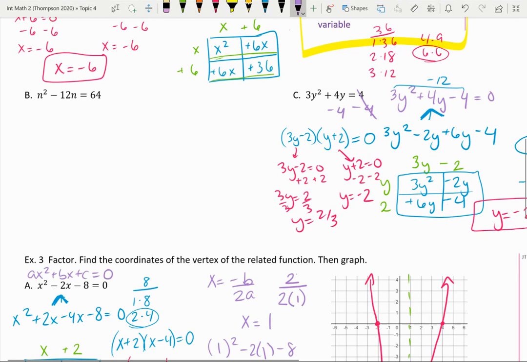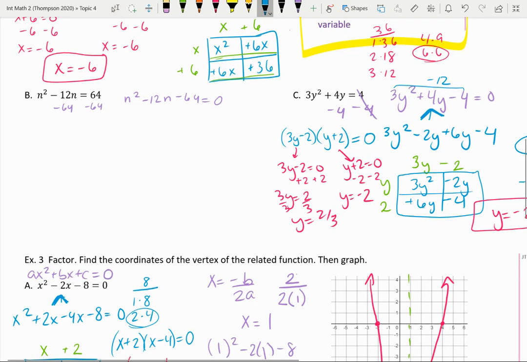Okay, now as we return together, the first step is to solve for 0. So to do that, I'm going to subtract 64 from both sides. So I get n squared minus 12n minus 64 is equal to 0.